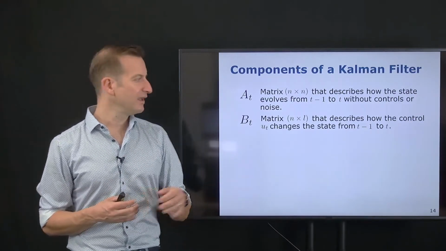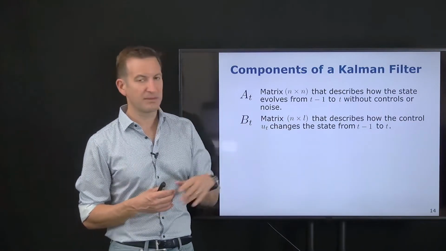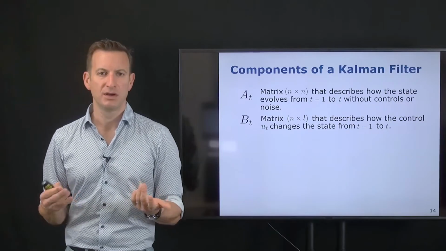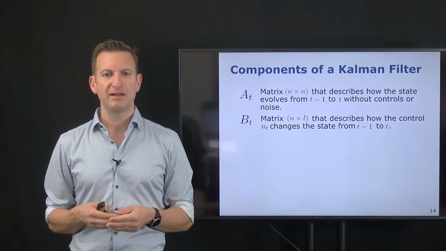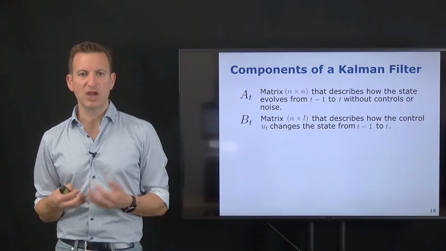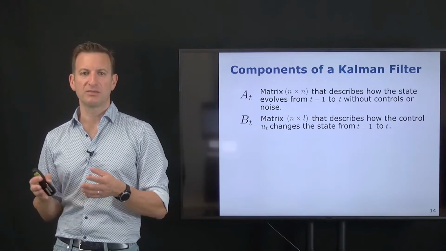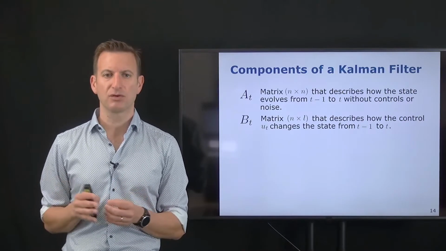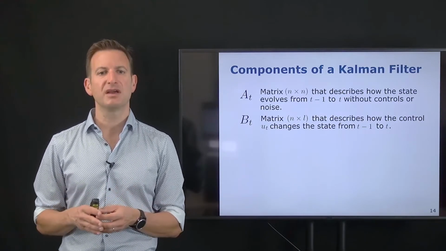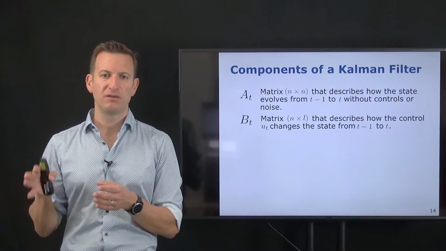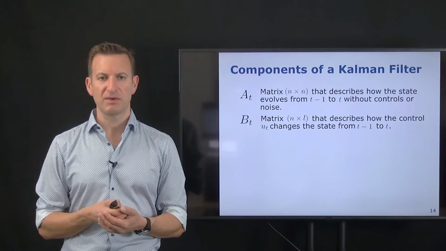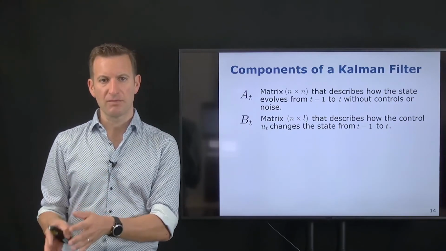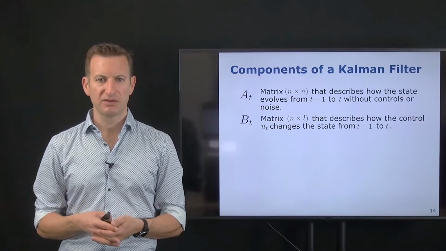Matrix BT is an n by L matrix, where n is the dimensionality of the state space and L is the dimensionality of your control command, so of your UT. It basically tells you how UT changes the state. If I take an odometry command or another control command, or some velocities that I give to my system, how do those velocities change the state of my system? So it's a mapping from the space of control commands into the state space.